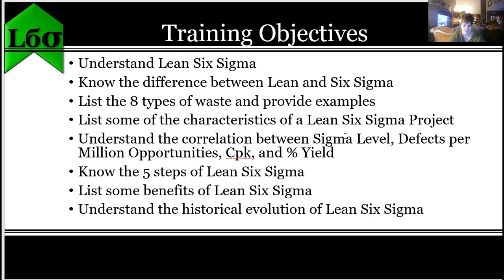Understand the correlation between Sigma level, defects per million opportunities, CPK, and percent yield. Know the 5 steps of Lean Six Sigma. List some benefits of Lean Six Sigma. And understand the historical evolution of Lean Six Sigma.